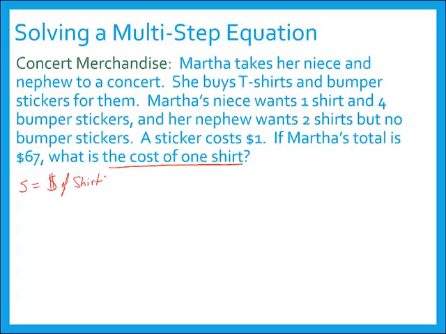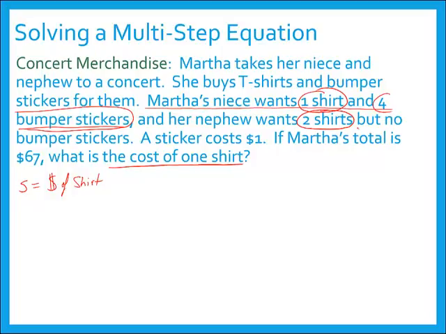And now we need to reread our paragraph to find the terms of our equation that we need to create. So if we jump ahead, it says right here, Martha's niece wants 1 shirt and 4 bumper stickers. We have 2 terms in that part of the sentence. 1 shirt is a term, and 4 bumper stickers is a term. We keep on reading, and her nephew wants 2 shirts. That's a 3rd term, but no bumper stickers. That would be a term, but it would just be 0, so we can ignore that.